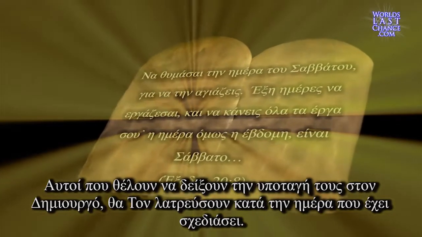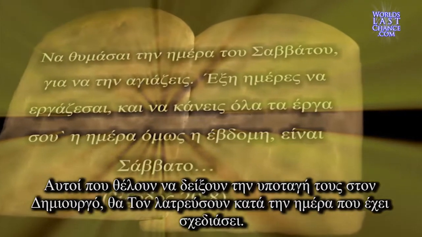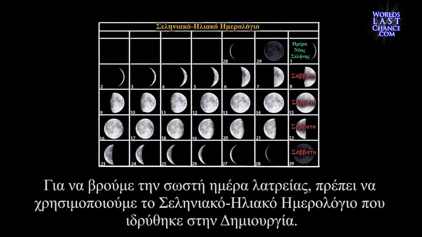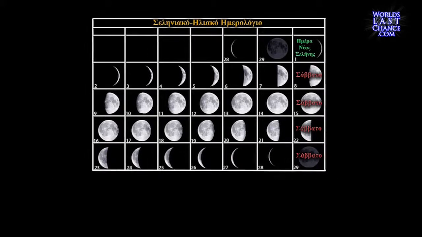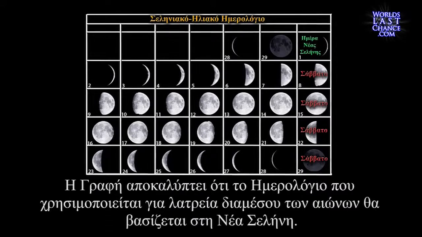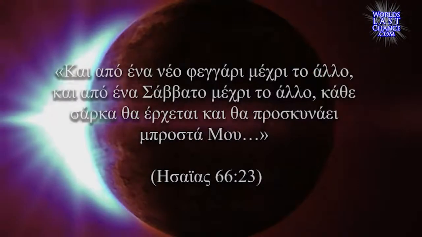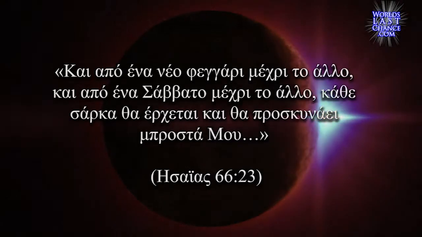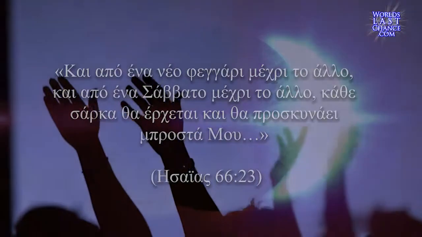Those desiring to show their allegiance to the Creator will worship him on the day he has designated. To find the correct day of worship, the lunisolar calendar established at creation must be used. Scripture reveals that the calendar used for worship throughout all eternity will be based upon the new moon. And it shall come to pass that from one new moon to another, and from one Sabbath to another, shall all flesh come to worship before me.